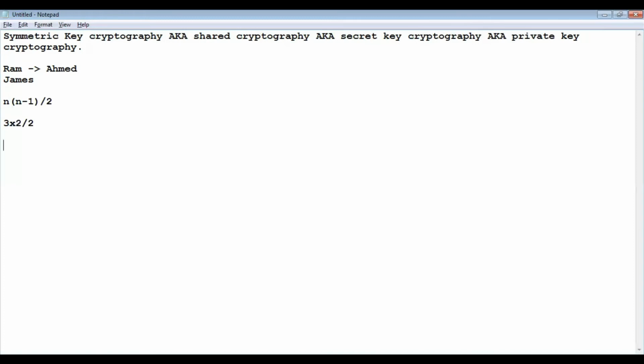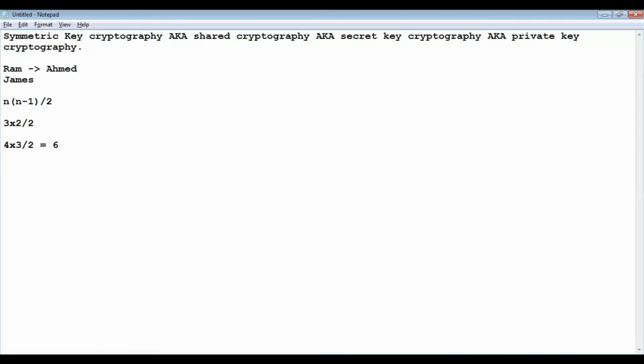Okay, and similarly for a 4-member team, it becomes 4 into 3 divided by 2. That becomes 6 keys. So ideally, the formula for arriving at the number of keys actually required for symmetric key cryptography is n into n minus 1 divided by 2. Assume there is a 100-member environment, so 99 multiplied by 50 will be the number of keys required. That comes to 4,950 keys.